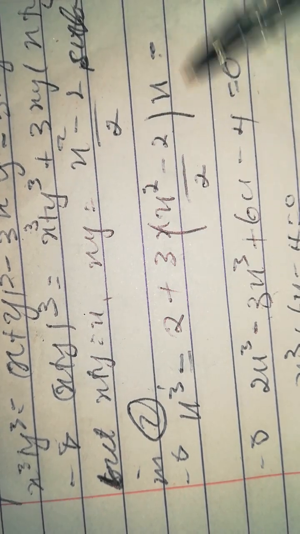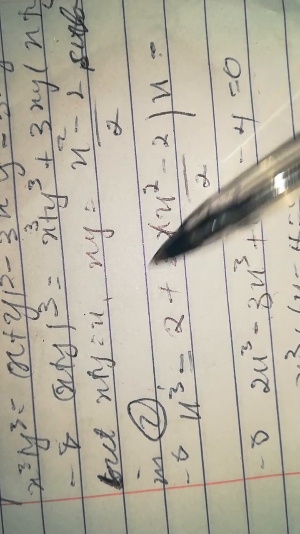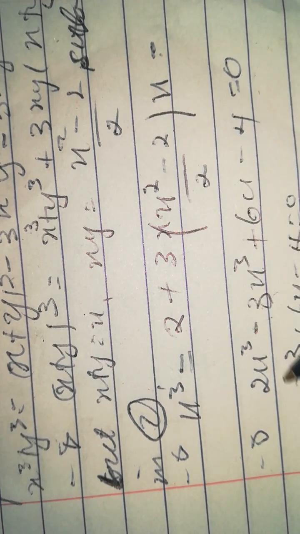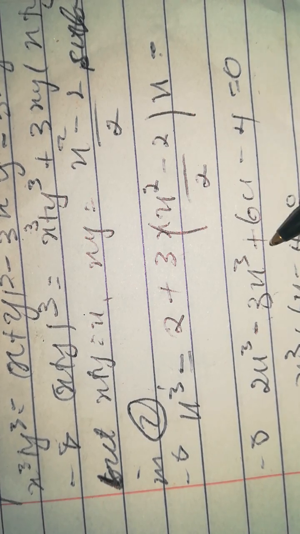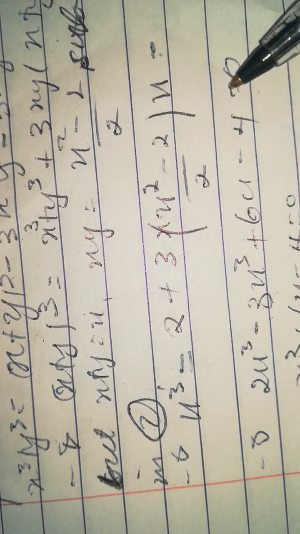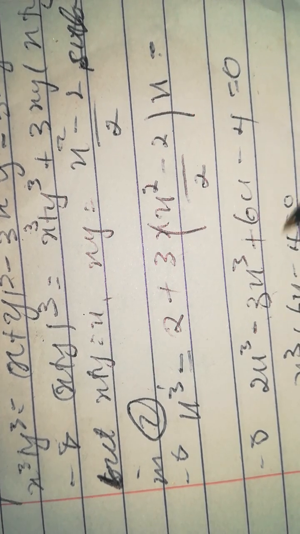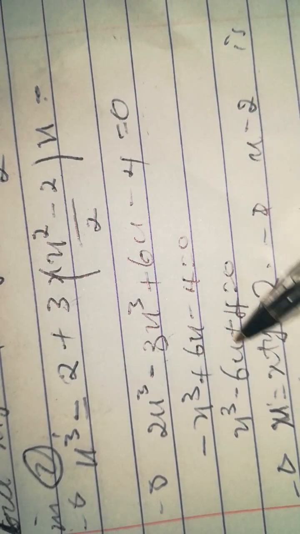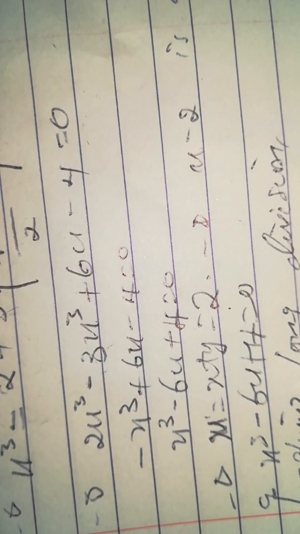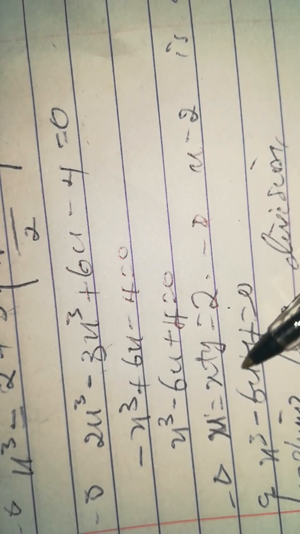Now, if I multiply by 2 everywhere on both sides of the equation, I'll see that I have 2u cubed minus 3u cubed, which will give me negative u cubed, plus 6u minus 4 equal to 0. So here, this is what I have. I multiply all through by negative 1, and I have u cubed minus 6u plus 4 equal to 0.